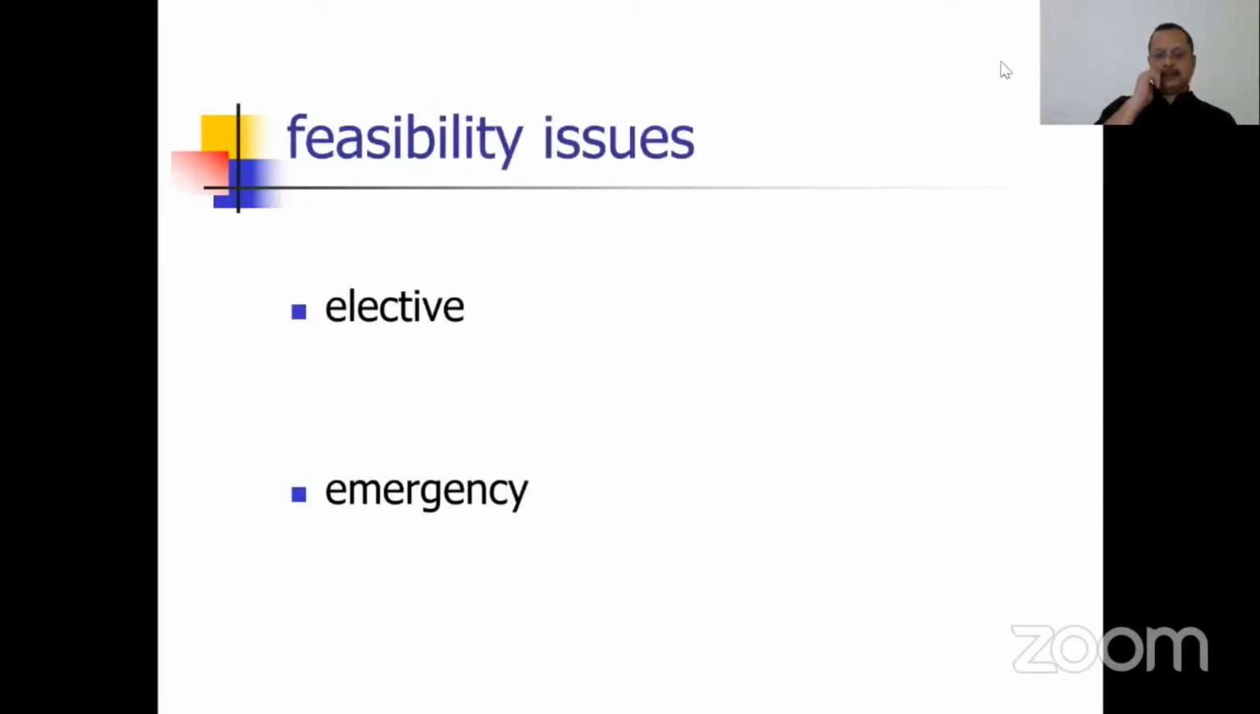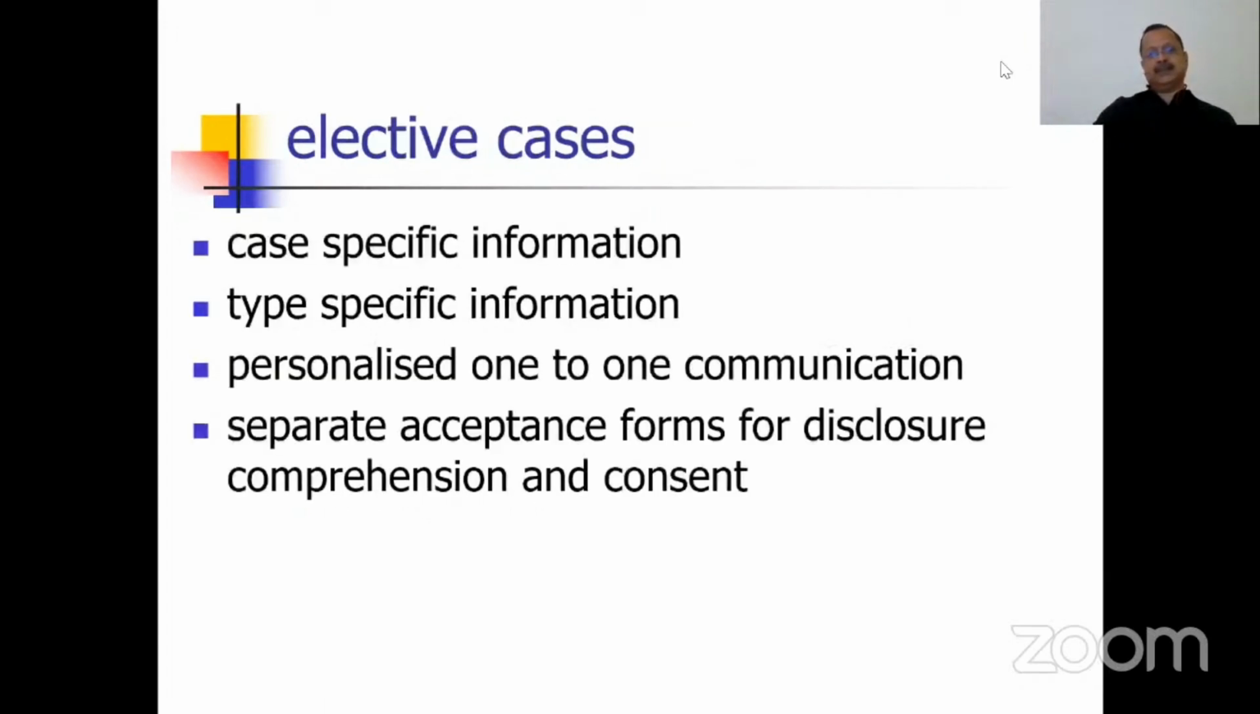So we'll come to consent, a little bit of feasibility issues with regard to anesthesia and consent. Things are slightly different for elective and emergency surgeries, as we shall see. In elective cases, you've got time to assess with the patient's relatives and really try to understand what the patient actually wants. You can have a measure of patient expectations also.